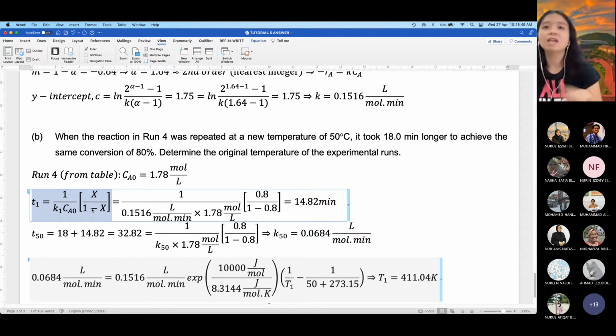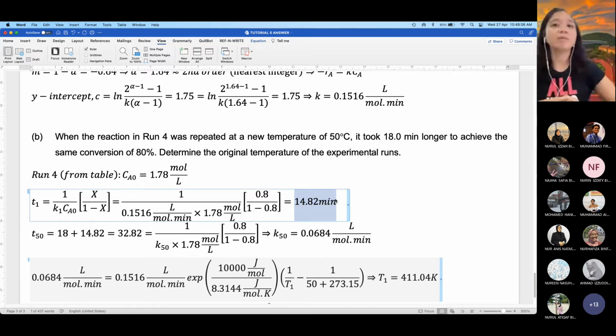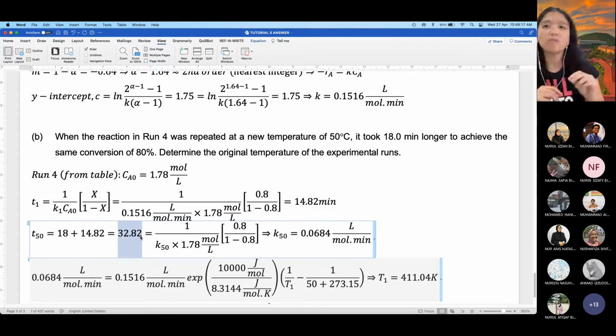Okay, katakan saya kira ni, I get from my original temperature, the reaction time is 14.82 minit. Okay, run yang original pada suhu yang kita tak tahu tu originally, it takes 14.82 minit. Lepas tu, pada run yang baru ni dia ambil masa 18 minit lebih lama, so it become 18 plus 14.82, which is 32.82. So sekarang, my reaction time at the new temperature is 32.82 minutes. Why? Because it takes 18 minutes longer than the original temperature run.